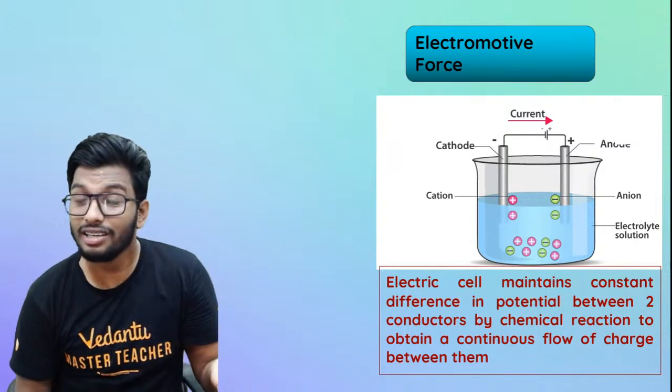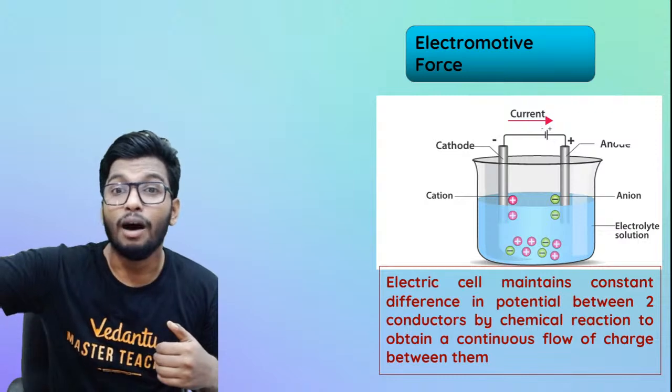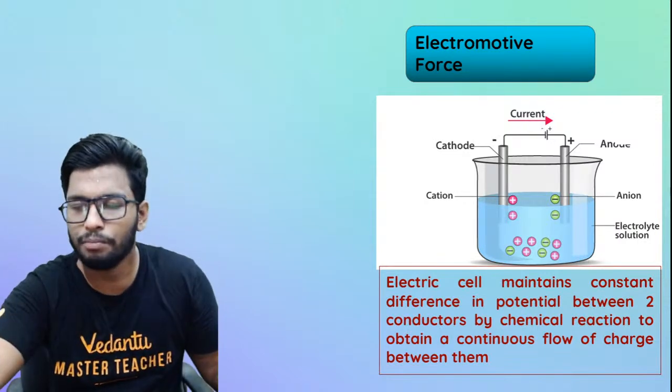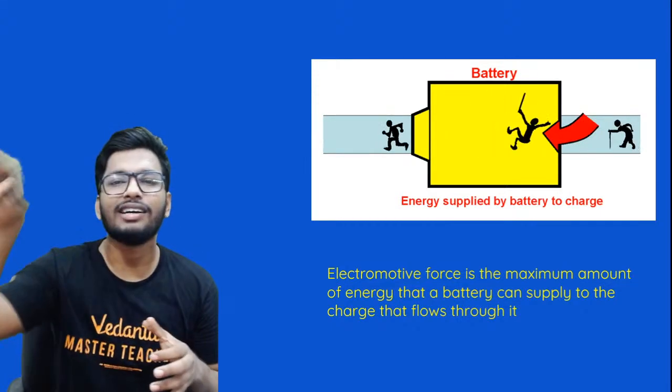Because what is potential difference? Remember, it is nothing but the work done to move a unit positive charge from infinity to a certain point. So I have to constantly create a potential difference in order for the current to flow.